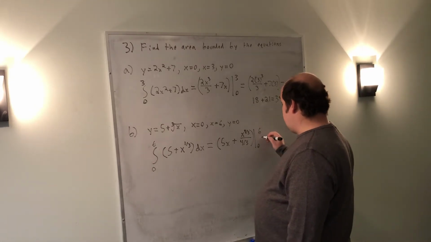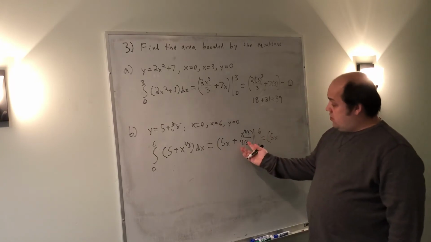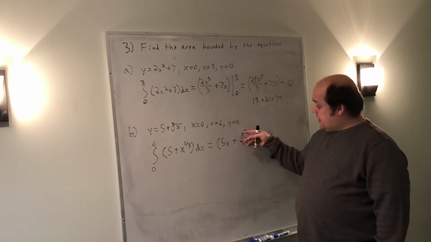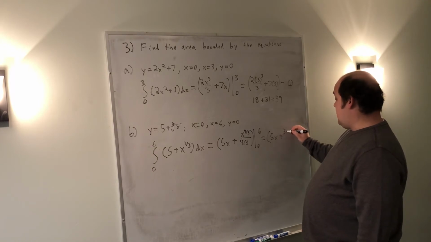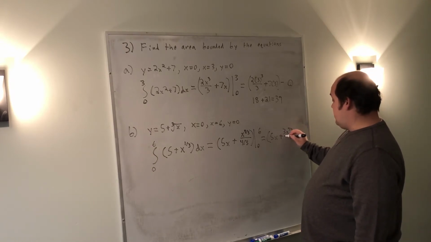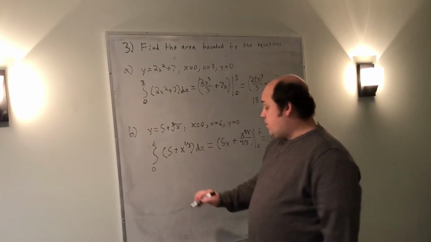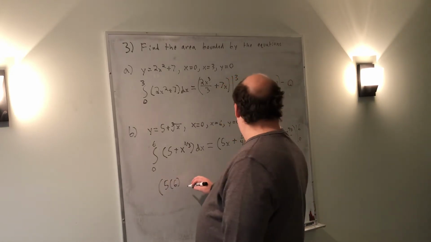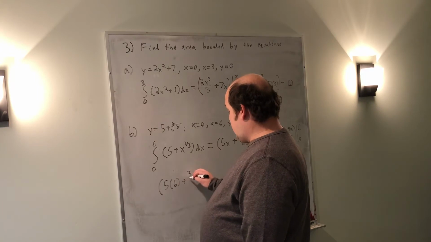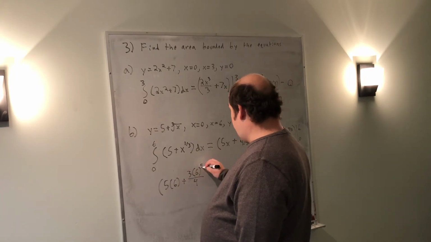The 5x can stay a 5x, but let me clean this up a little. Dividing by 4/3 is like multiplying by 3/4. So this becomes plus 3x to the 4/3 over 4, still being evaluated from 0 to 6. When we plug in a 6, this becomes 5 times 6 plus 3 over 4, 6 to the 4/3.